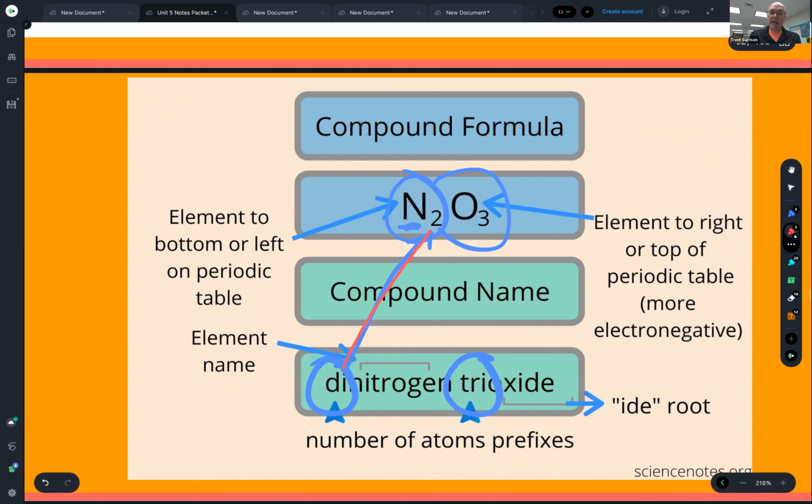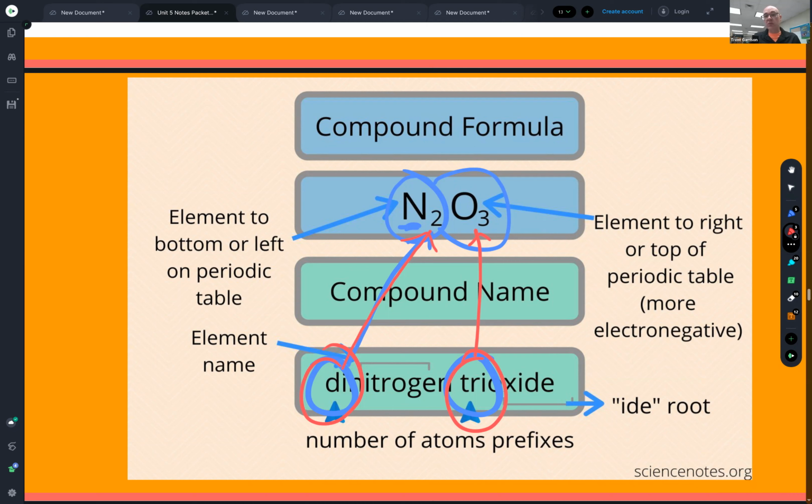So in other words, di means that there are 2 nitrogens. Tri means that there are 3 oxygens. You do not reduce these charges because there is no crisscross. The 2 is the number of atoms, and therefore it must be represented with a prefix of di. Now, because it's binary, however, we are going to use the same naming routine with a suffix of IDE.